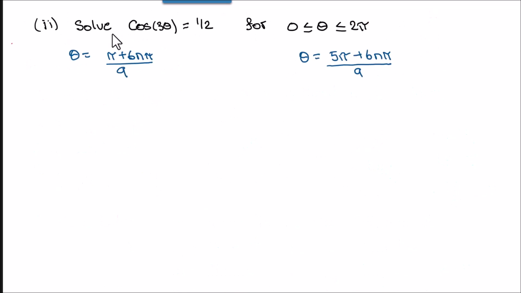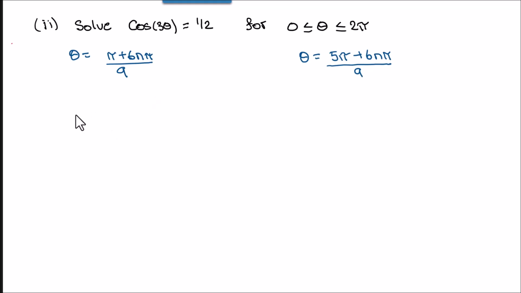In part 2 of this question, again we're asked to solve cos 3 theta equal to a half, but this time for theta between 0 and 2 pi. So here we have the two general solutions. These are all the values of theta that will give us a half when we take the cosine of 3 times these values. All we do here is go through the values of n in integers.